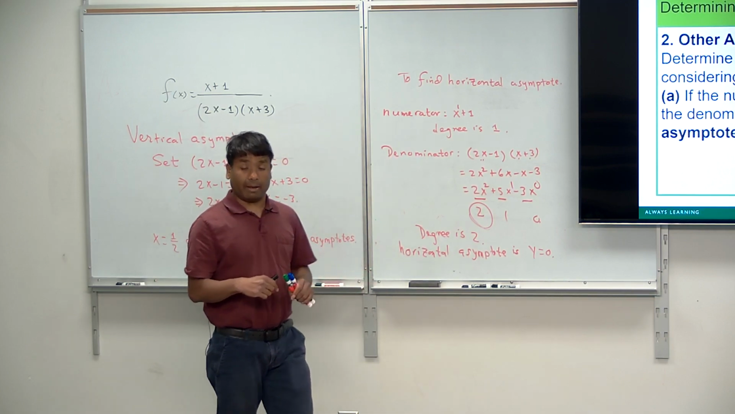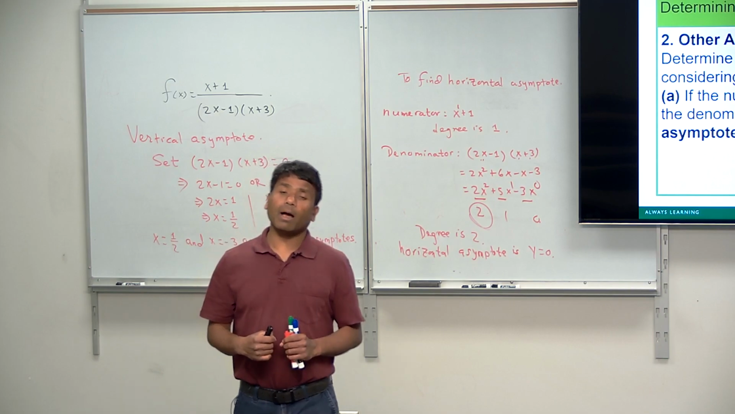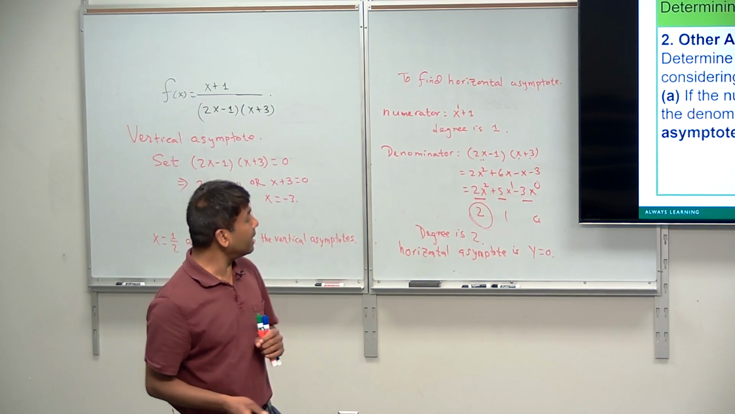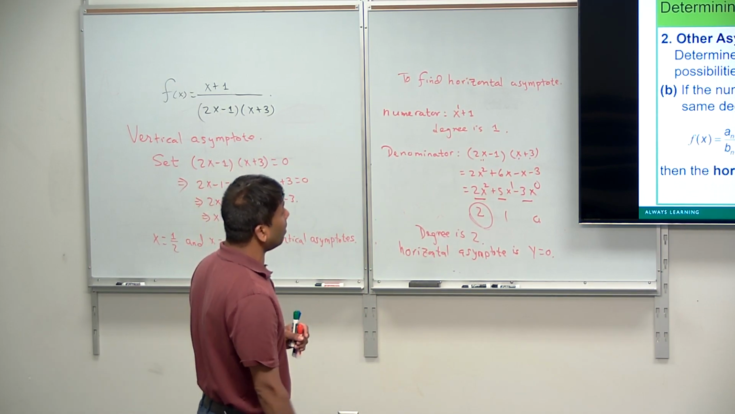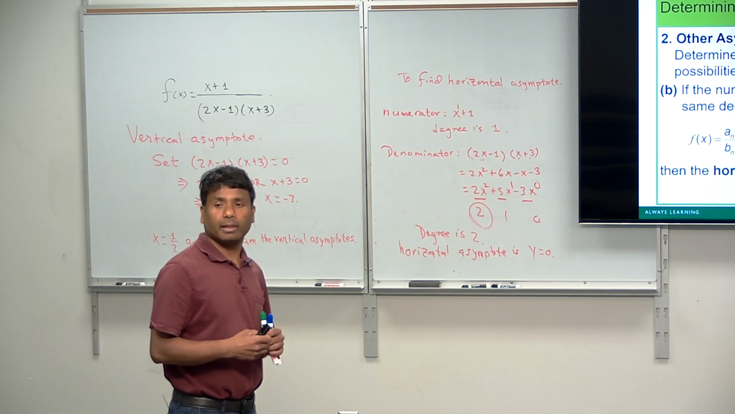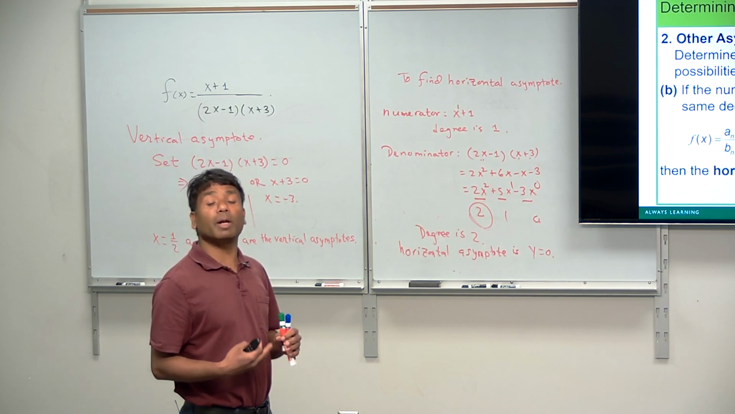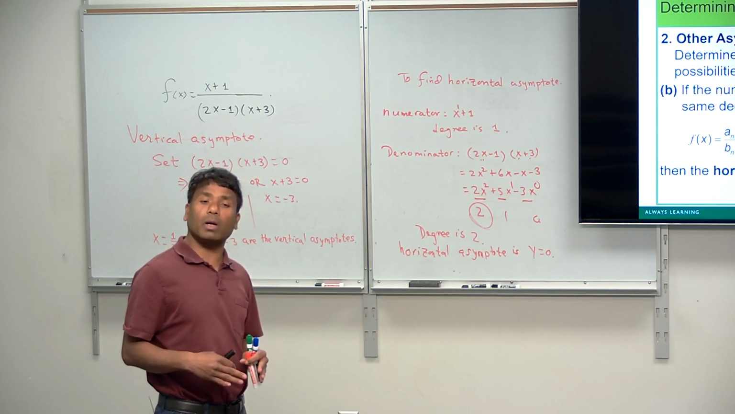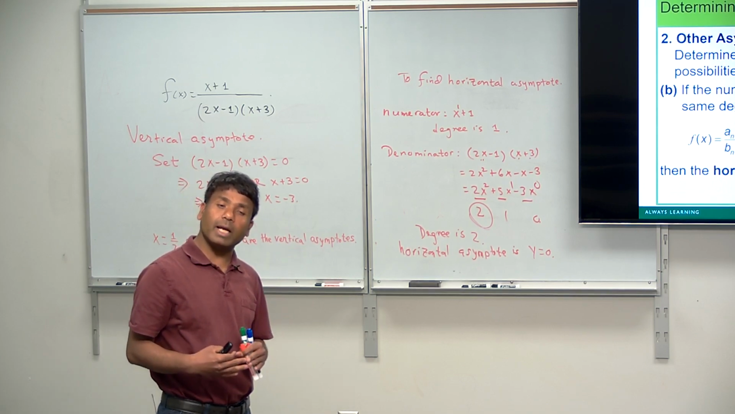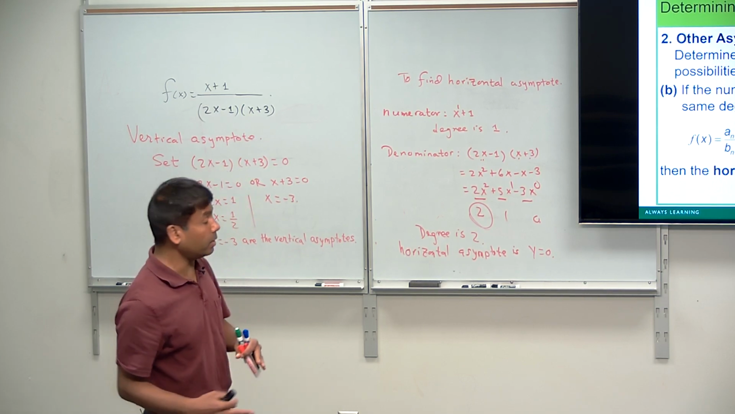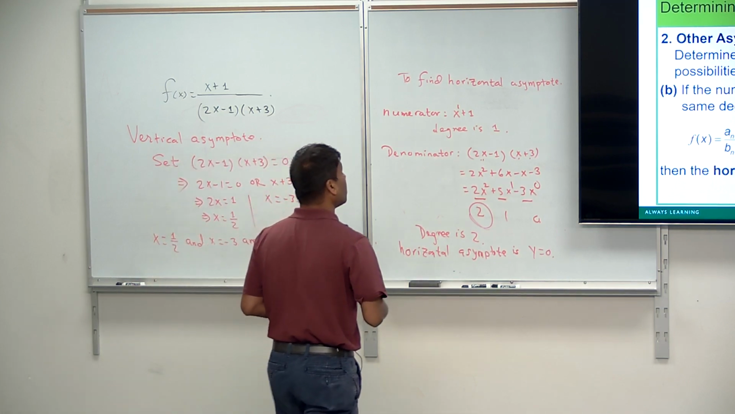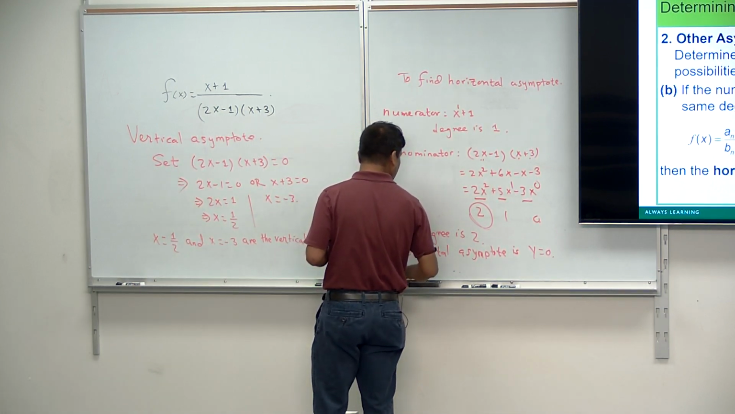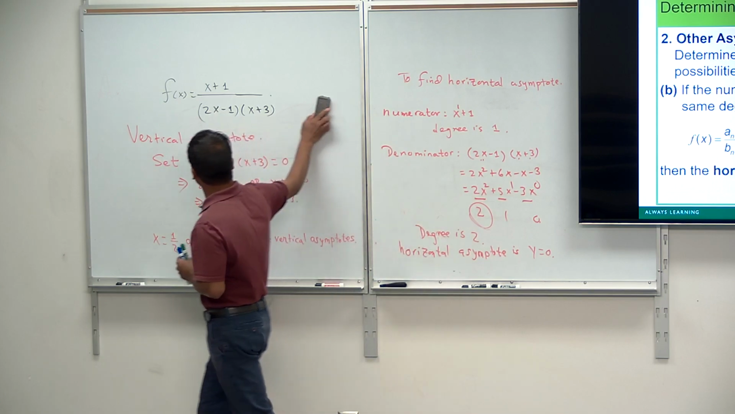But if the degree of the numerator is the same as the degree of the denominator, then y equals the leading coefficient of the numerator over the leading coefficient of the denominator will be the horizontal asymptote.